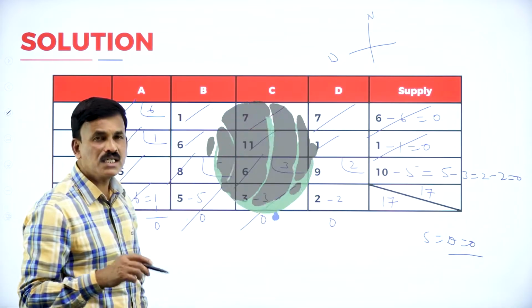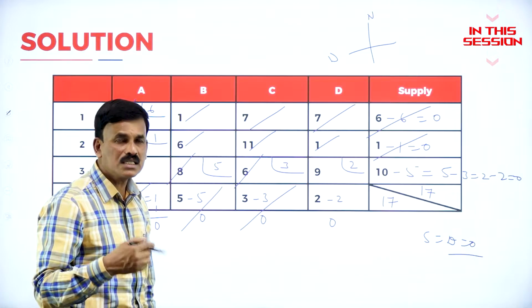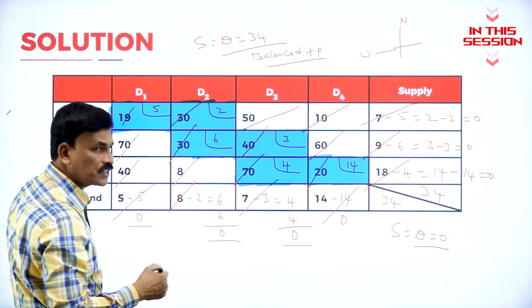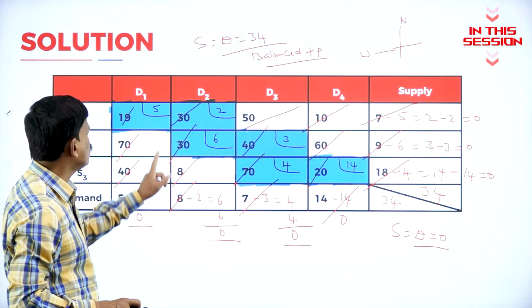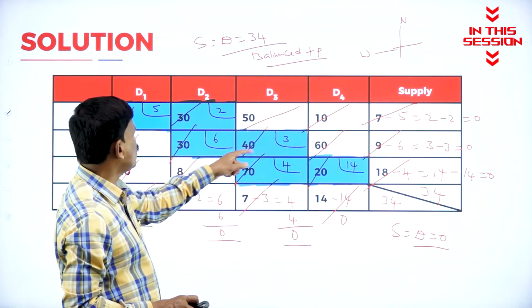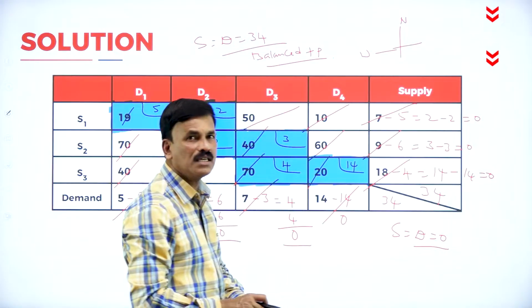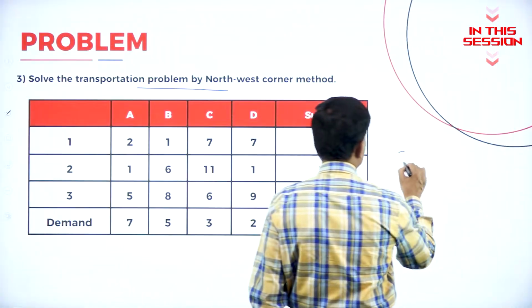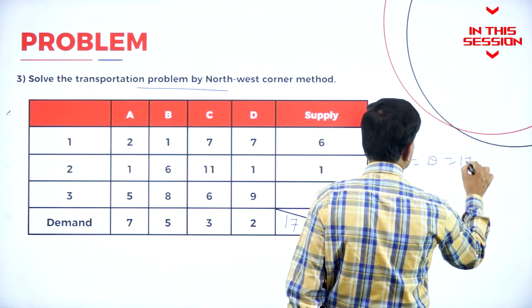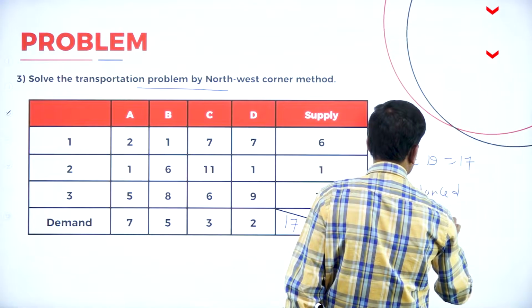Go on allocating, and cancel the row or column if it is 0, and find out the solution. The cost of the transportation is 19 into 5 plus 30 into 2 plus 30 into 6 plus 40 into 3 plus 70 into 4 plus 20 into 14, which will give the cost of the transportation. Supply is equal to demand, that's equal to 7. Therefore, this is a balanced transportation problem.